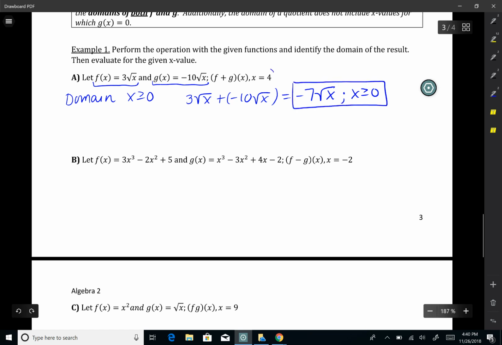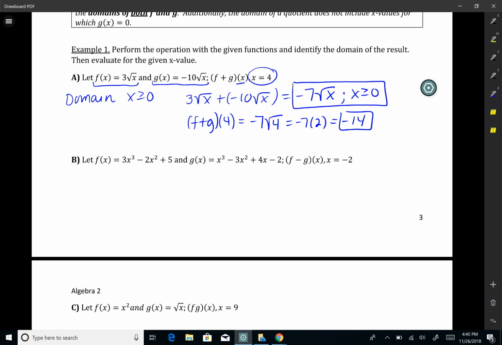The next part says evaluate for x equals 4. So a way to write that is f plus g of 4. So see, I'm putting 4 in the place of where x used to be. And I literally just plug that into my function. Negative 7 times the positive square root of 4, negative 7 times 2, and that's negative 14. So pretty simple. Let's try B.